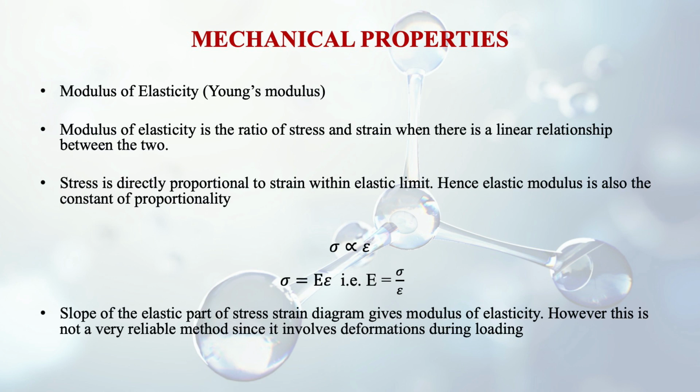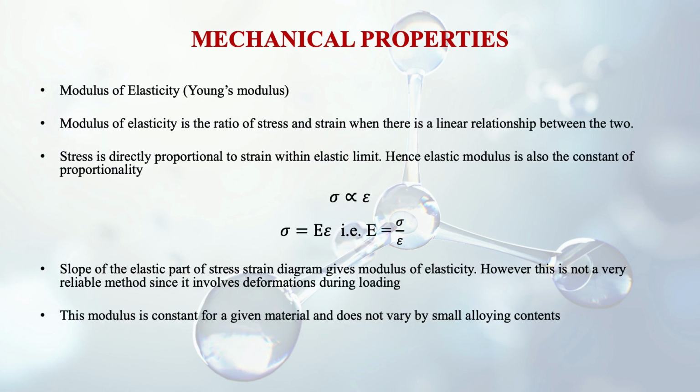But this is not a very reliable method since it involves deformations during loading. There are certain kinds of deformations, so we cannot say that this will always be linear and we can get the modulus of elasticity just by taking the slope. This modulus of elasticity is constant for a given material, meaning it's a material property. It will not vary by a small addition of alloying contents. Whereas the stiffness is also there, stiffness is related to Young's modulus, but it is also dependent on the geometry of the material.